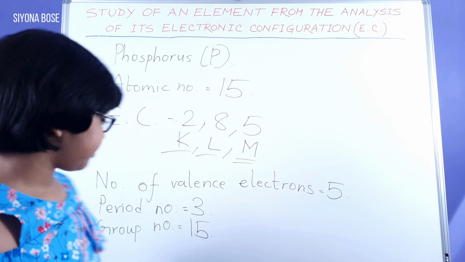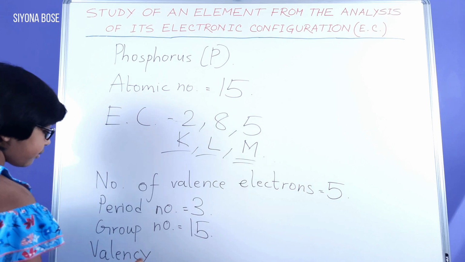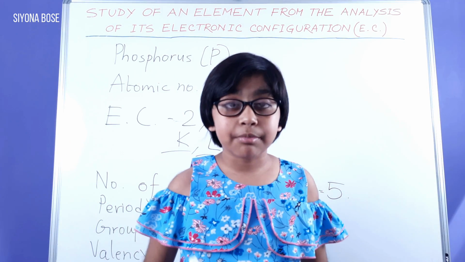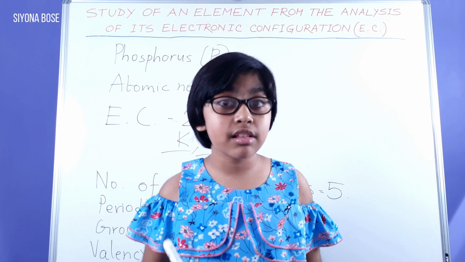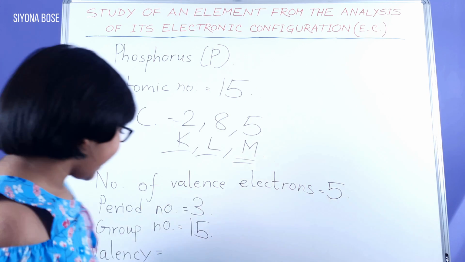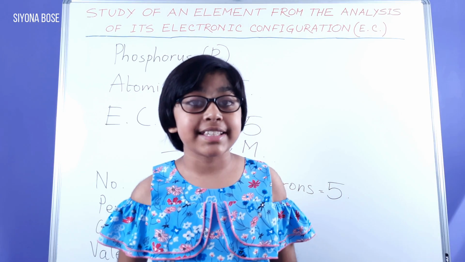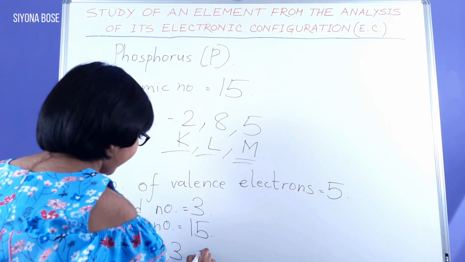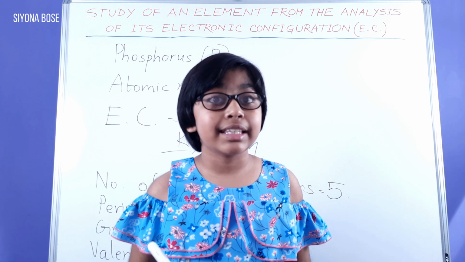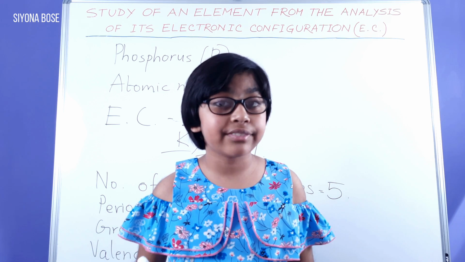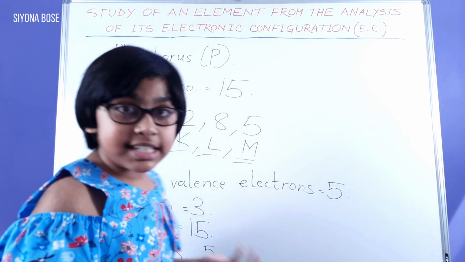Now, valency. Valency is 8 minus number of valence electrons. Again, recall the rule we used to get the valency of nitrogen. 8 minus 5 gives us a valency of 3. But phosphorus has an extra valency of 5 as well. In case of nitrogen too, I forgot to say, but it also had an extra valency of 5 other than 3.